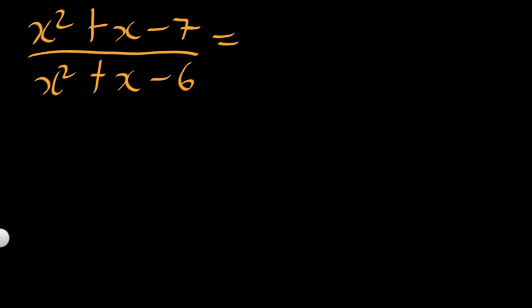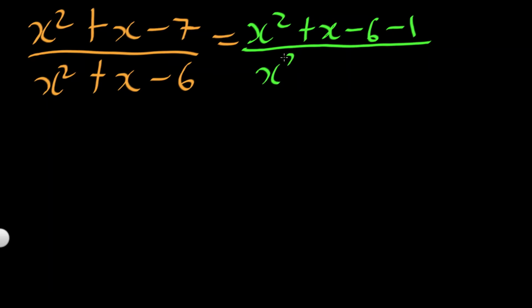I want to convert this to the format of quotient plus a remainder over divisor, in other words, into a mixed fraction. I don't want to do long division. What I want to do is manipulate. So look at how I'm going to manipulate this. Let me use a different pen. I'm going to write this as x squared plus x minus 6 minus 1, all over x squared plus x minus 6.